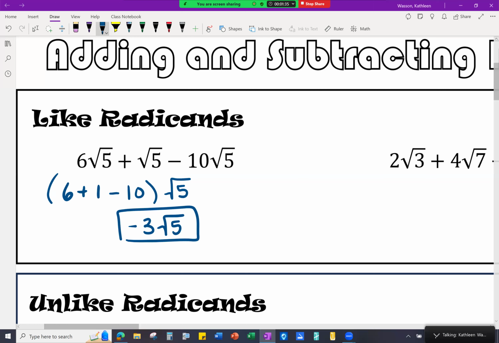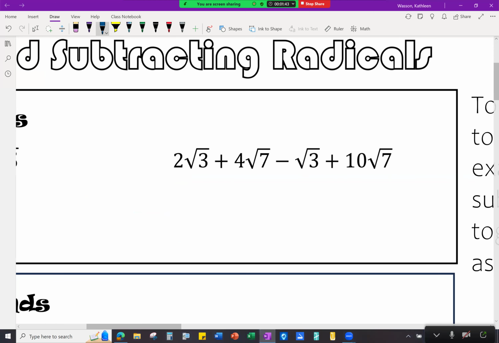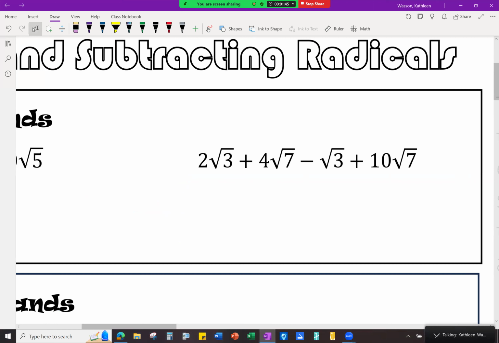You can only combine these by adding and subtracting when the radicands match. So with that rule, I can combine these two that have square root 3, and I can combine these two that have square root 7. I'll go ahead and group them. First, the square root 3.